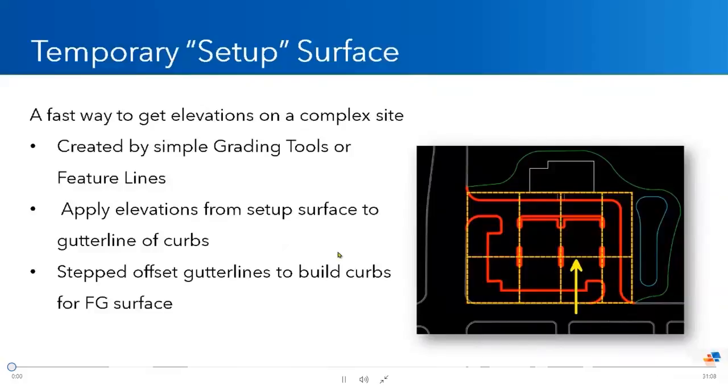We want to plan out how our site is going to drain. Picturing a water droplet, as I'm sure you've heard before, where does that water droplet end up? Well, we can use rough grades, with the use of simple grading tools or feature lines, to create rough flow paths for those water droplets as they hit different areas of the site.